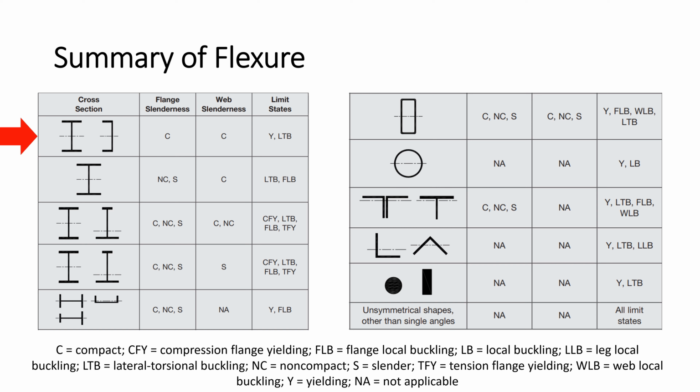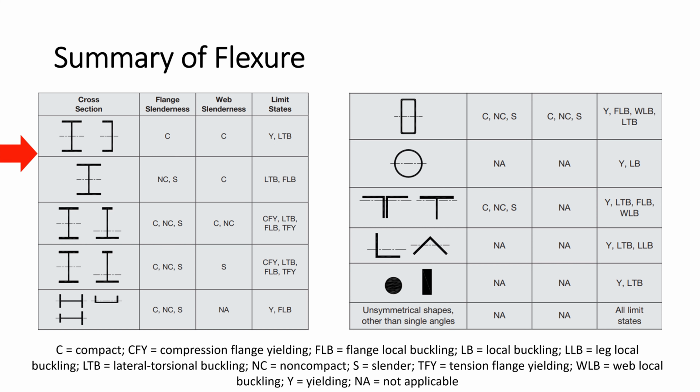Let's start with the I-beam or a W-beam that is loaded about its major axis and symmetrical about its axis. This section has compact flanges and compact webs. The only two possible modes of failure to be checked are yielding and lateral-torsional buckling. This means that in order to assure that this beam fails due to yielding, the unbraced length should be kept short enough such that the beam will not fail due to lateral-torsional buckling.